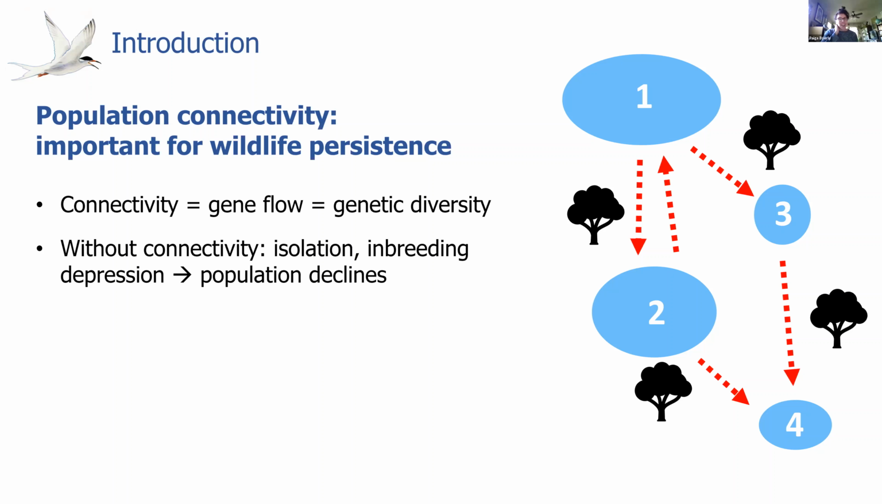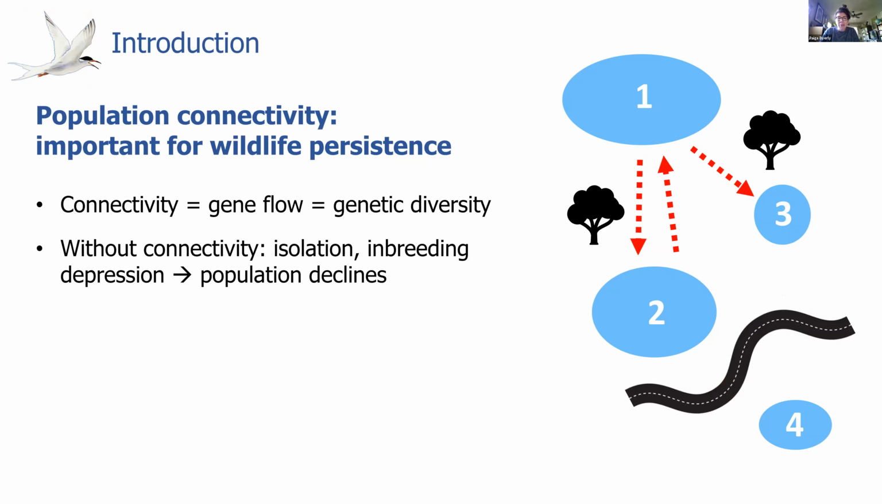But then humans come along to ruin the party, as we often do. Humans are very good at disrupting these historical connectivity regimes among populations. So now we've built, let's say, a road between populations 2, 3, and 4. Whatever the species is, say a black-capped vireo does not disperse over roads. So now we've severed population 4 from that connectivity regime, and we've isolated it. And say genetic diversity within this population erodes over time, and eventually we lose this population.